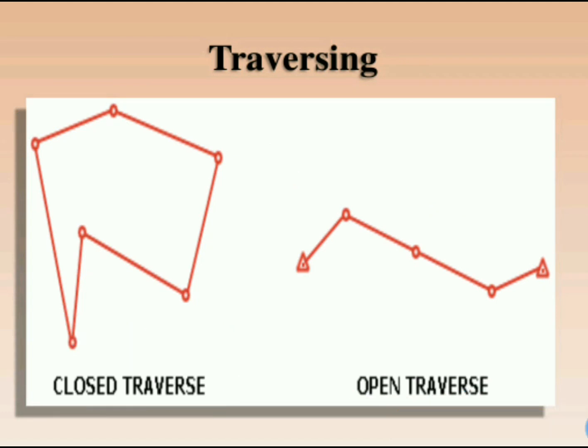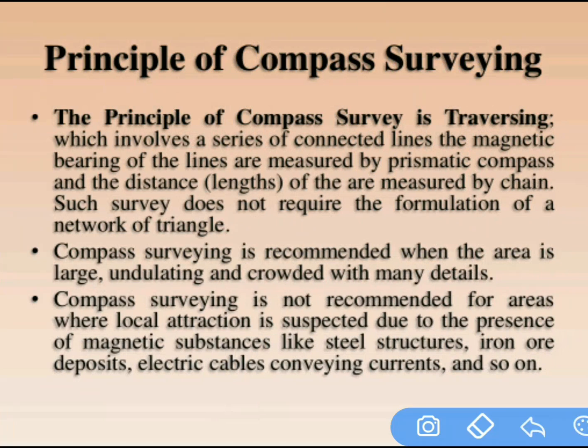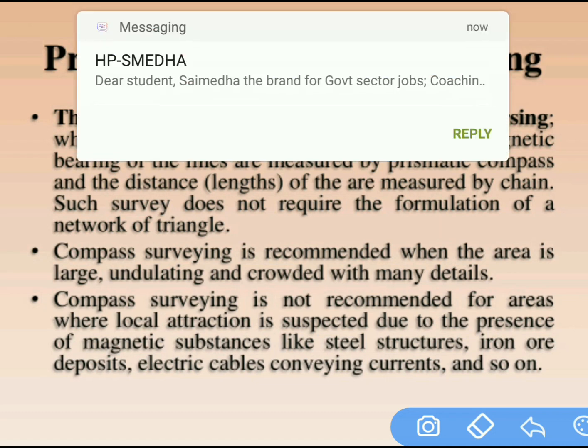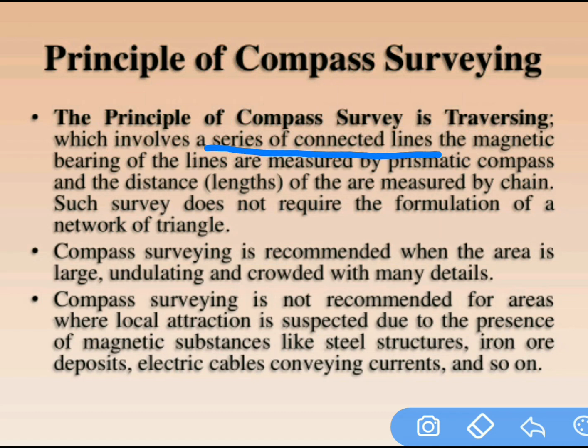Right. Next, what is the principle of compass surveying? Just now I told what is the principle of compass surveying. Traversing only. See here, compass surveying deals with the traversing method only, the traversing principle only. What is the traversing? Series of connected lines, right? So here the magnetic bearing of the lines are measured by prismatic compass, and the distances are measured by chain.